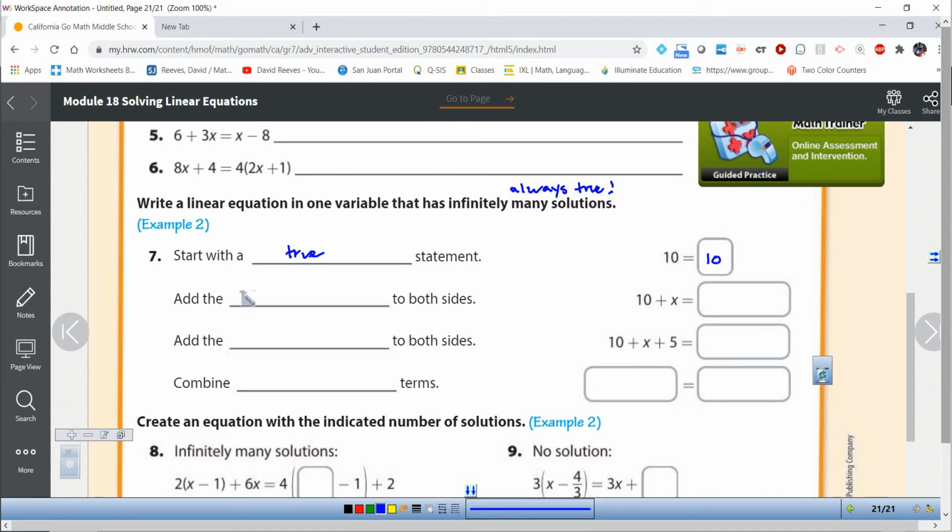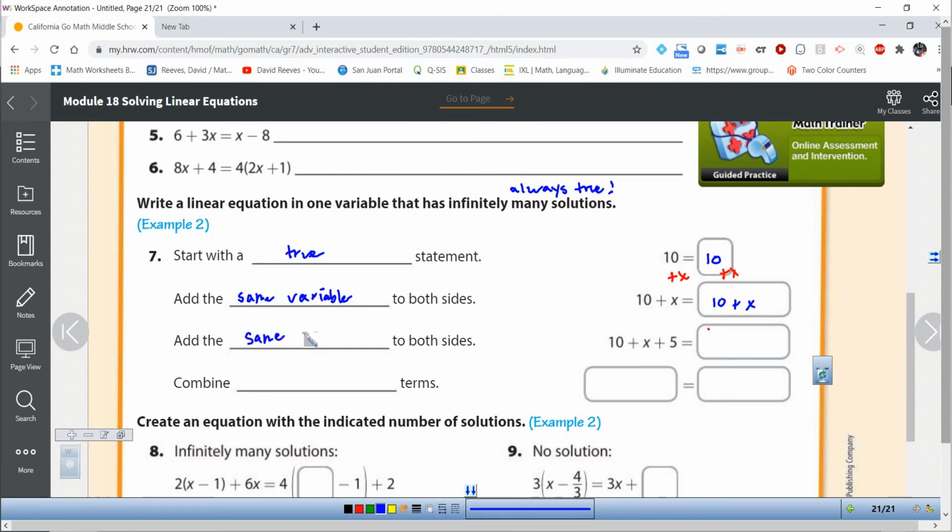All right, add the same variable to both sides. So 10 plus x is going to equal 10 plus x. We added x to both sides. I'm going to write that again a little neater. 10 plus x. All right, add the same.